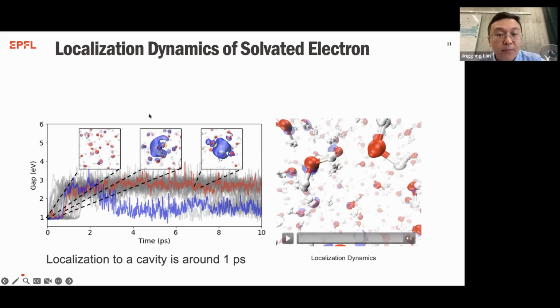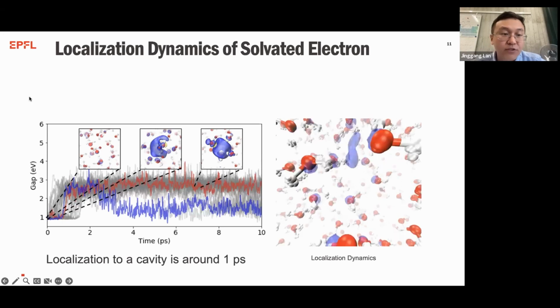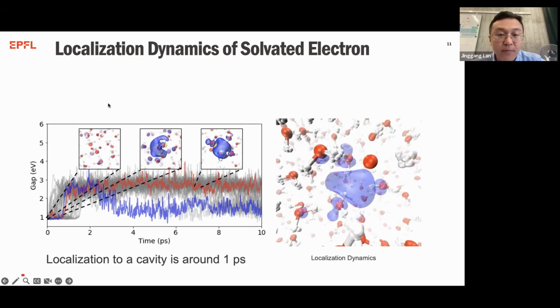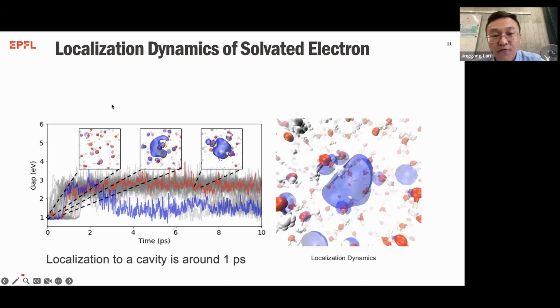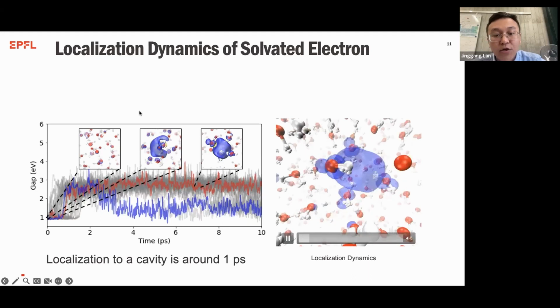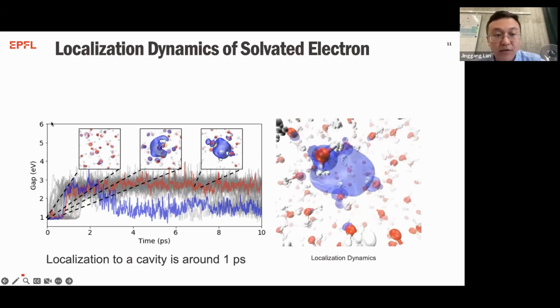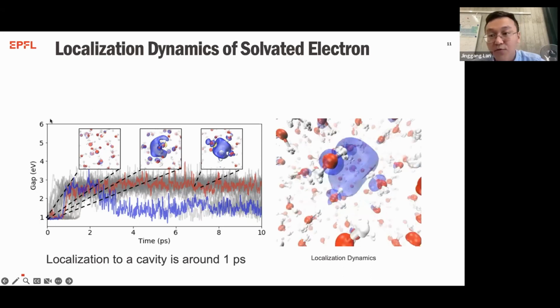And our machine learning potential is efficient and very accurate. Those calculations are carried out on a single processor, and every second we can get more than 10 energy and forces evaluations. At the beginning, the electron is fully delocalized, and then it will form a wet electron. After about 1 picosecond, the electron will eventually localize to a cavity. So the localization timescale is about 1 picosecond, which is in good agreement with experimental observation.